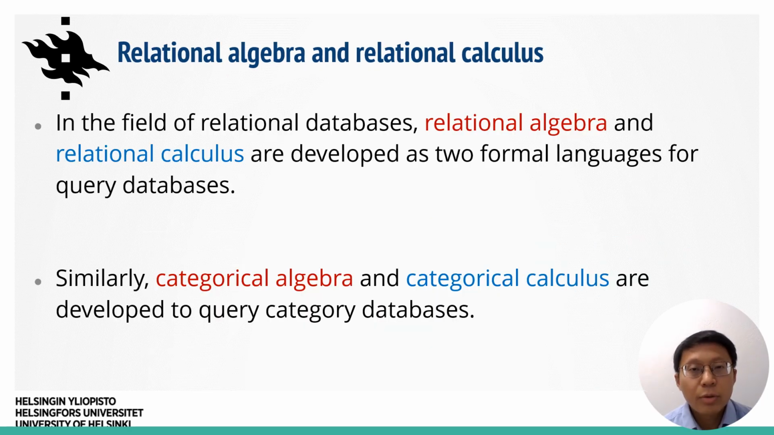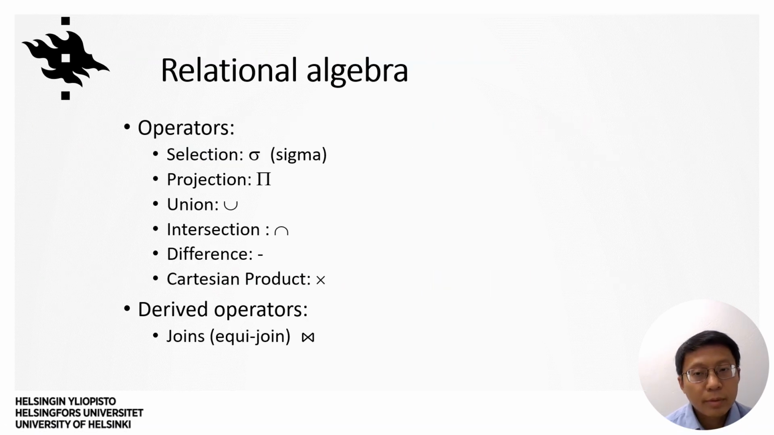In the field of relation database, relation algebra and relation calculus are developed as two formal languages for querying databases. Similarly, we should develop category algebra and categorical calculus. This can be developed to query the category database. Recall that relation algebra includes different operators such as selection, projection, union, intersection, difference, Cartesian product, and also the join operators.